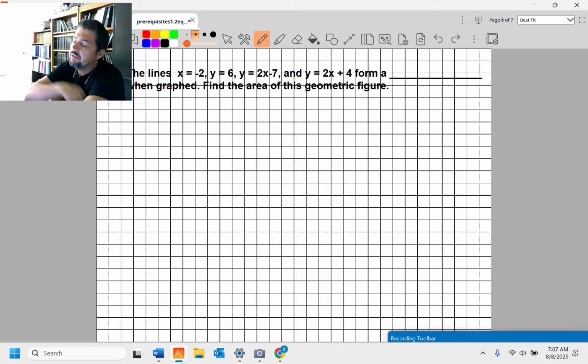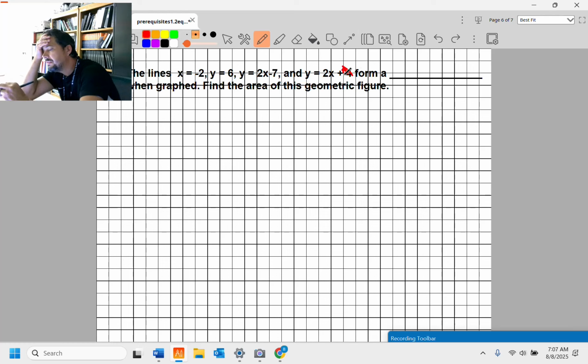Last one and we're done. The lines x equals -2, y equals 6, y equals 2x minus 7, and y equals 2x plus 4 form a blank when graphed. Find the area of this geometric figure. Seems like this one's not supposed to be in here, so we're going to get rid of it.